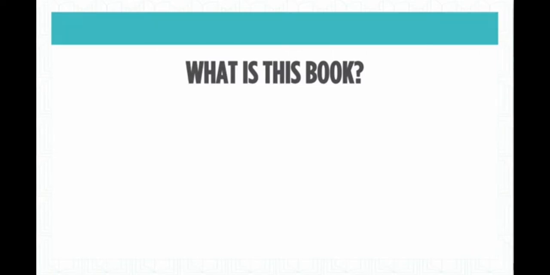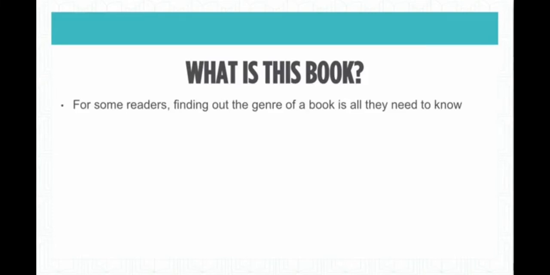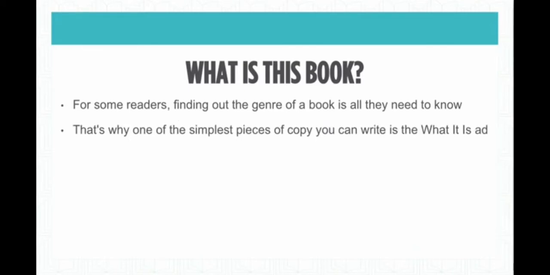Let's talk about the kind of copy we're going to write today. We're going to write the "What is this book?" copy. Now, for some readers, finding out the genre of a book is all they need to know. They see the cover and they say, awesome, this is perfect. And that's why one of the simplest pieces of copy you can write is the "What it is" ad.